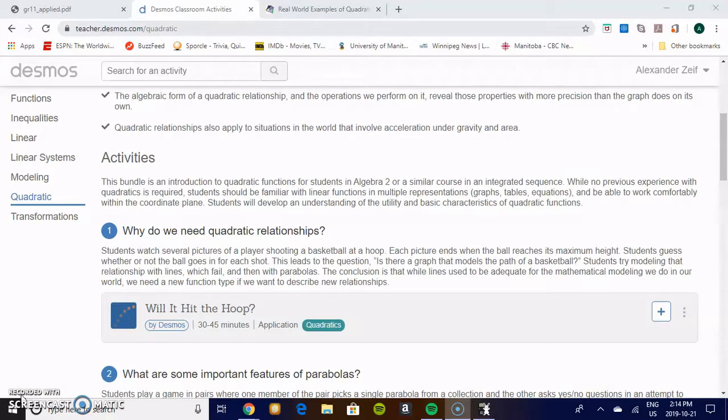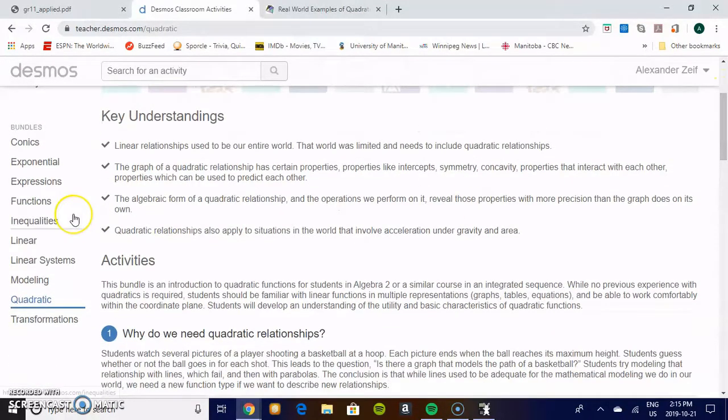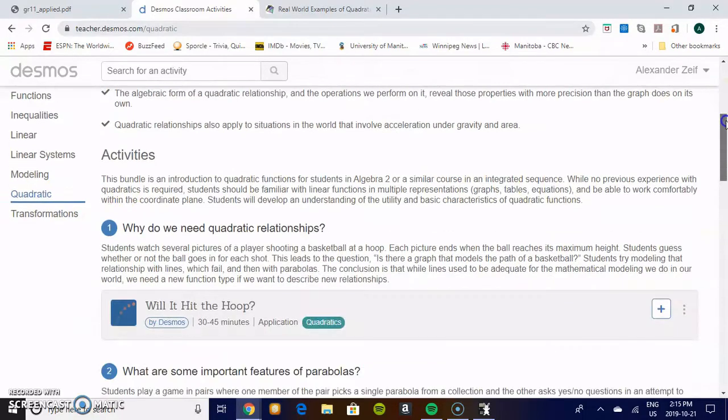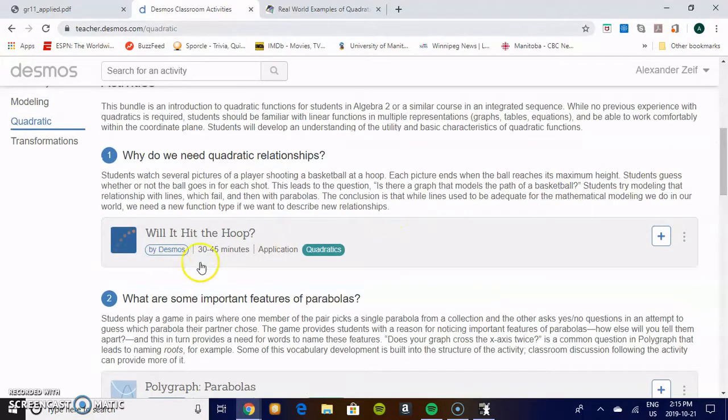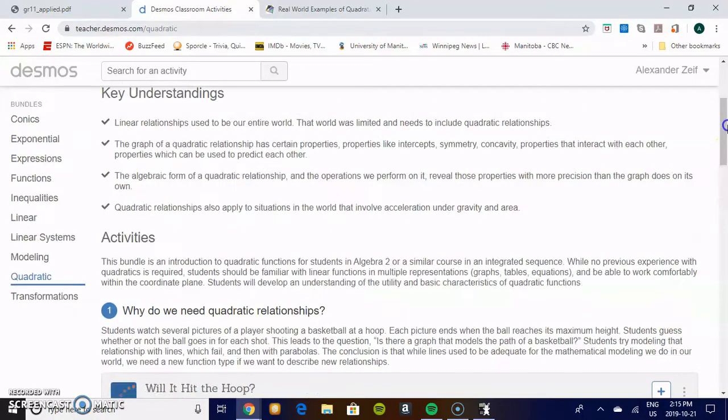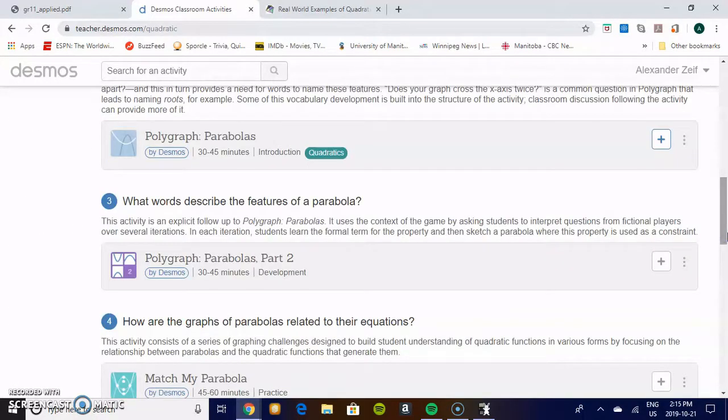Finally, another benefit of using Desmos is that they have activity bundles. So if you look on the left side of the page here, there are bundles for all different kinds of functions and so on that you can use. So if we look at the quadratics, there are things like shooting a basketball, different features of parabolas.